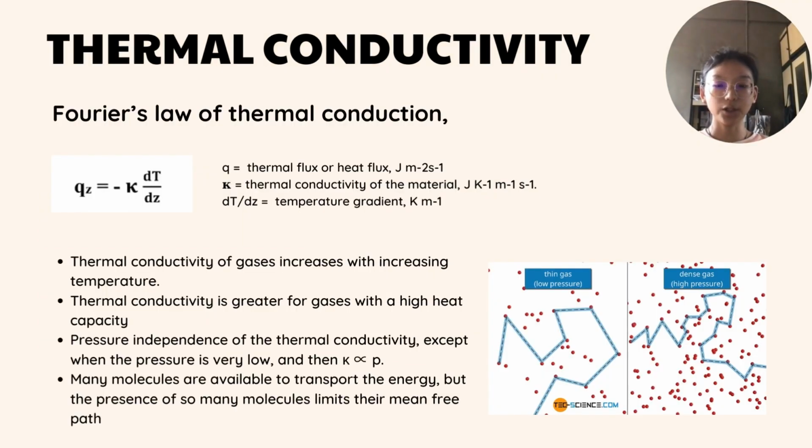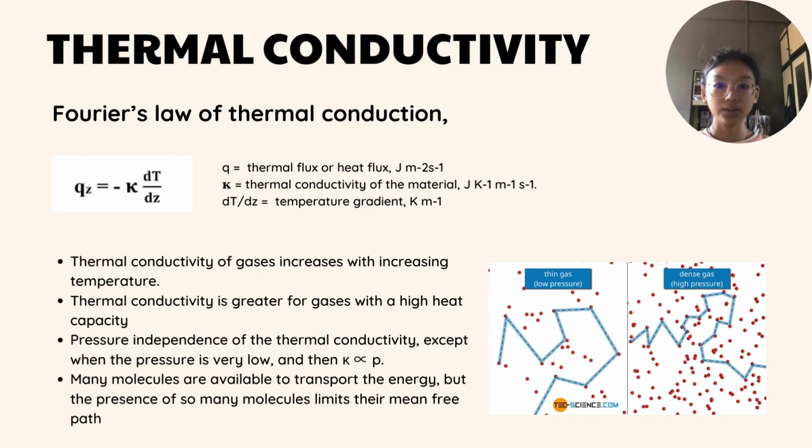Fourier's law of thermal conduction, which is also known as the law of heat conduction, states that the rate at which heat is transferred through a material is proportional to the negative of the temperature gradient and is also proportional to the area through which the heat flows. The differential form of this law can be expressed through the following equation. Thermal flux or heat flux equals thermal conductivity times temperature gradient.